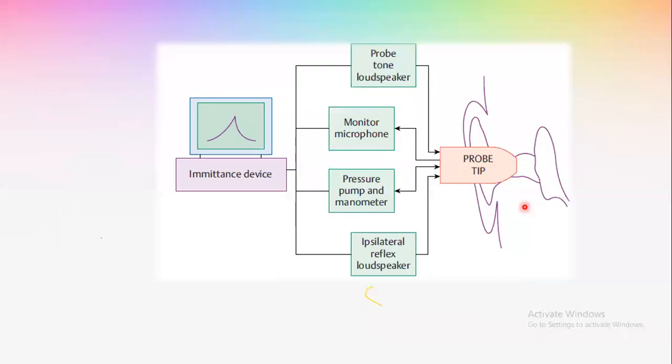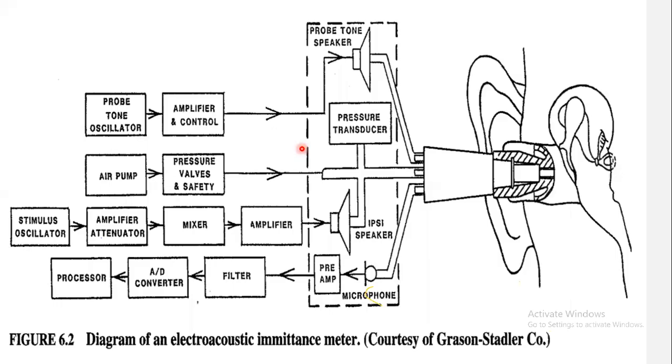These things I have already told about: the probe monitor microphone to record the reflected, bounced-back sound, then the pressure pump to give the various pressures, and the probe tone loudspeaker, which gives a constant 226 hertz at 85 dB SPL. Next is how it works in detail. I think this is not required much.